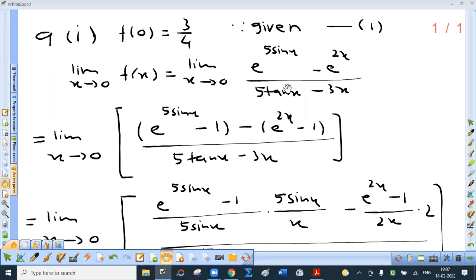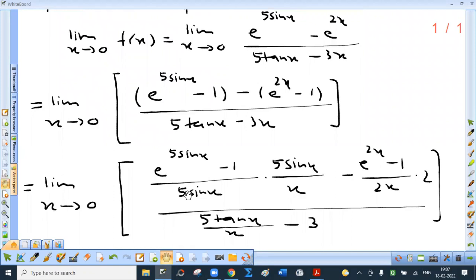Let us evaluate the limit. First step, subtract 1, add 1. Now, the index must be fully repeated. So first, we write what we want, but then we multiply by the same. Here we have divided by 5 sin x, so we multiply by this. Now sin x requires x in the denominator. So effectively, we have to divide numerator and denominator by x.